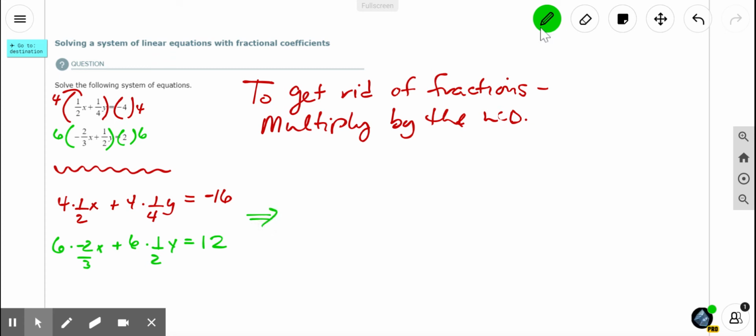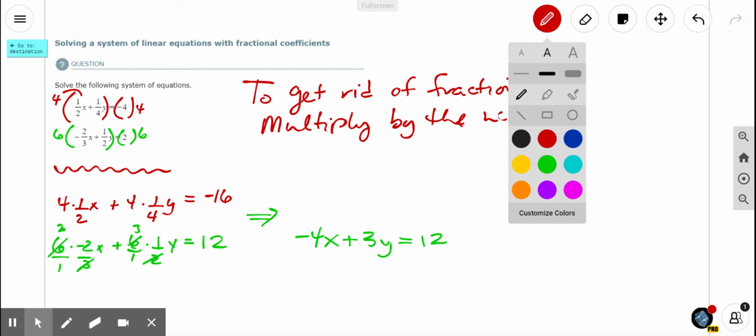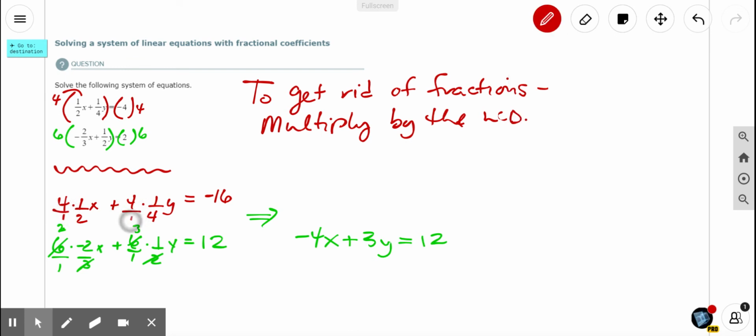All right, now we're going to move over here. Actually, I'll do my green first. So 6 times 2 is 12, 12 divided by 3 is 4. Or you can go 3 goes into 6 twice, 2 times 2 is negative 4x. And here, 6 times 1 is 6, divided by 2 is 3. Or 2 goes into 6 3 times, 3 times 1 is 3. I don't care which way you do it. The cancellation is a little more advanced. But if you're not understanding it, just keep multiplying numerators and denominators and dividing.